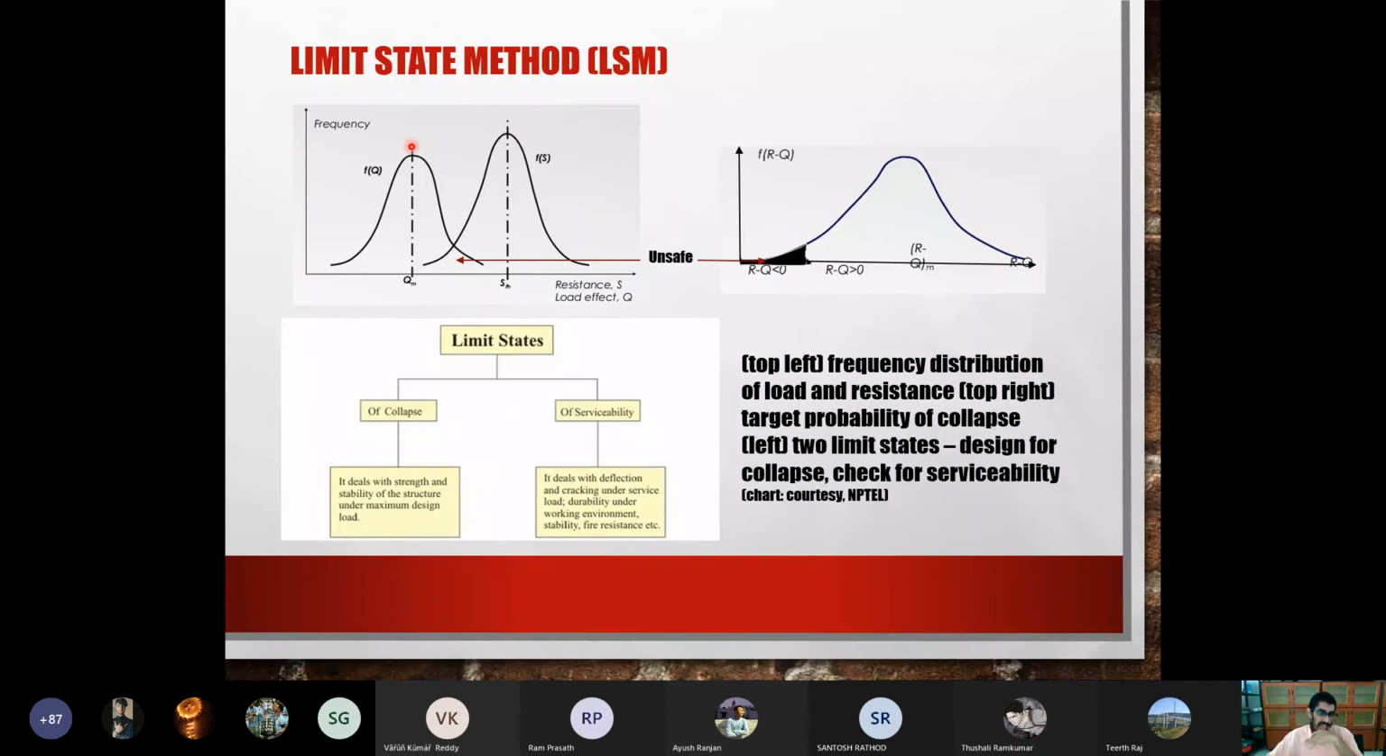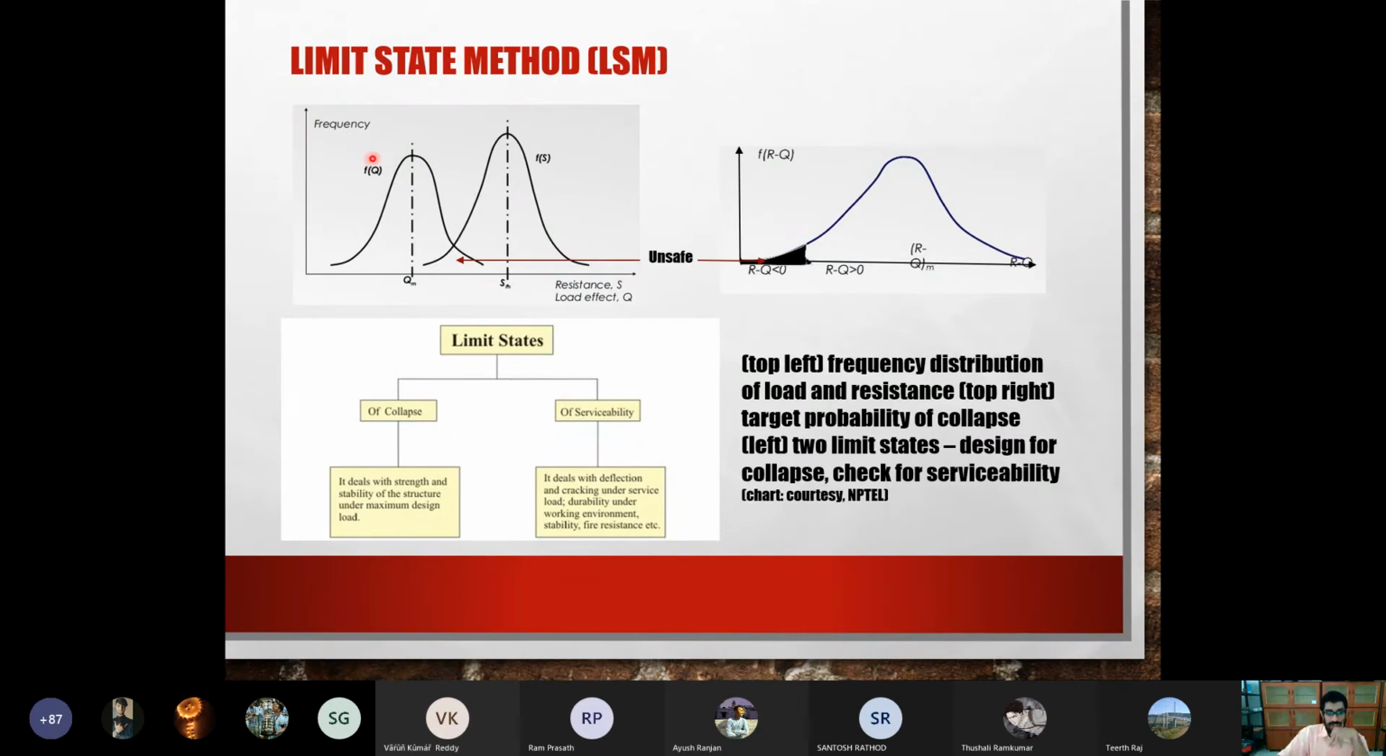So in the limit state method, uncertainties are very rationally taken into account, and based on that only, the design process and the material strength are arrived at. For example, there you said directly one-third of the material strength can be used. Here it is not like that. Actually, certain rationally derived factors are used, and then based on that, the material strength is arrived at. Similarly, for the load, certain factors are used to take care of the uncertainties.